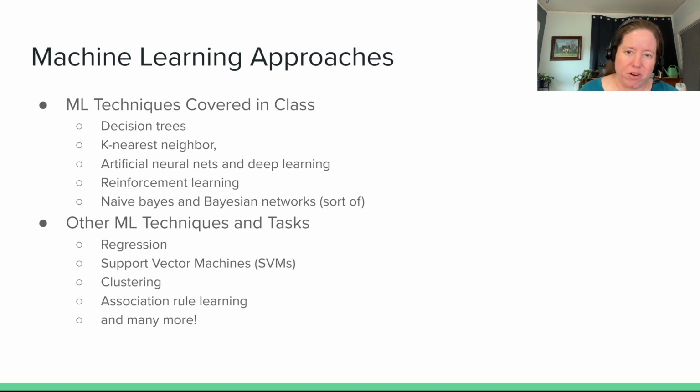There are hundreds of other kinds of models, and lots of other kinds of problems like regression, clustering, and association learning. There's just a lot out there. We're not looking at all of it because you need to take a whole machine learning course if you want to learn a lot more.